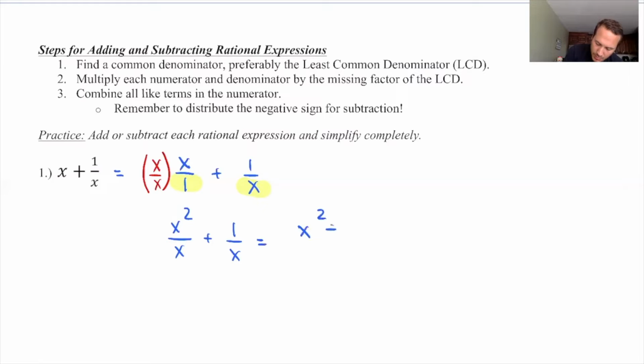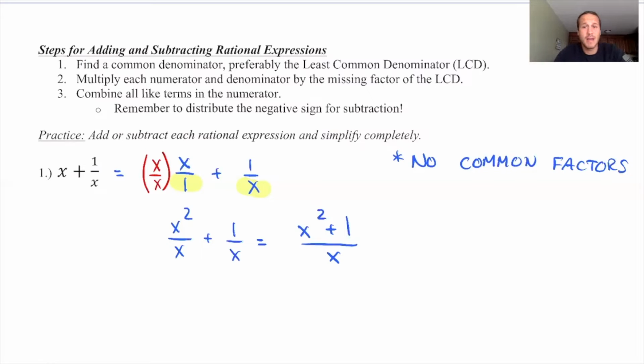I now have the same denominator, and now that I have the same denominator, I get x squared plus 1 over x, okay? So it's important, that's just your answer. There's nothing left to do with it, okay? There are no common factors. X squared plus 1 does not factor anymore. Cannot simplify, because if I simplified, I would be right back where I started. Yeah, so that's it for this one. Okay, I'm just going to get x squared plus 1.